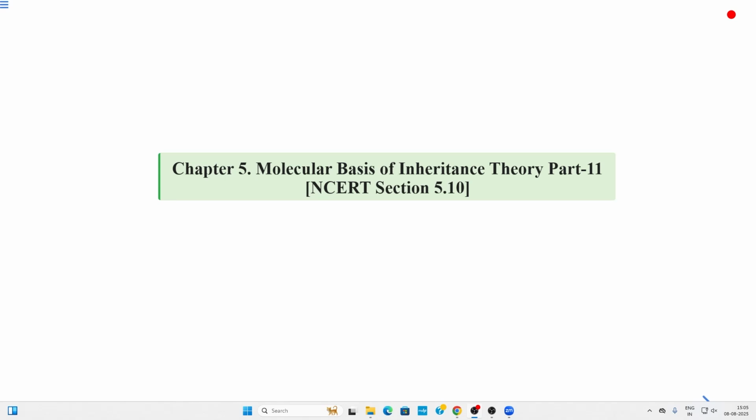Hello everyone. Today we are going to continue the chapter number 5, molecular basis of inheritance, and this is theory part 11. In this we are going to cover the NCERT section 5.10. So basically in today's class we are going to understand majorly about DNA fingerprinting.